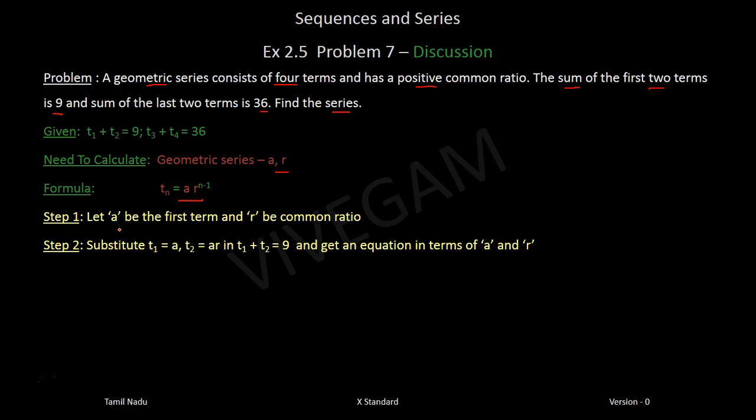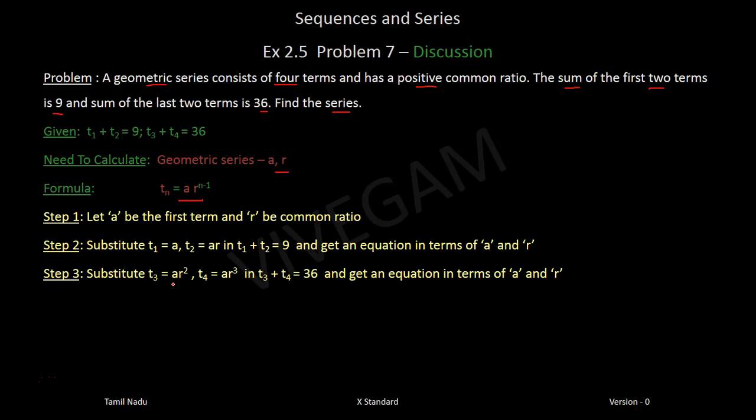So substitute. Okay, now T1 is A, T2 is AR, right? So T1 plus T2 equal to 9, which means A plus AR equal to 9. So you are getting an equation in A and R. The same you do for T3 plus T4. T3 is AR squared. I hope you are getting this clear, right? Tn is A into R to the power of n minus 1. So for T3, n minus 1 is 3 minus 1, that is 2. So T4 will be A R to the power of n minus 1, that is 4 minus 1 is 3. Okay. So AR squared plus AR cubed equal to 36. That's what they say.